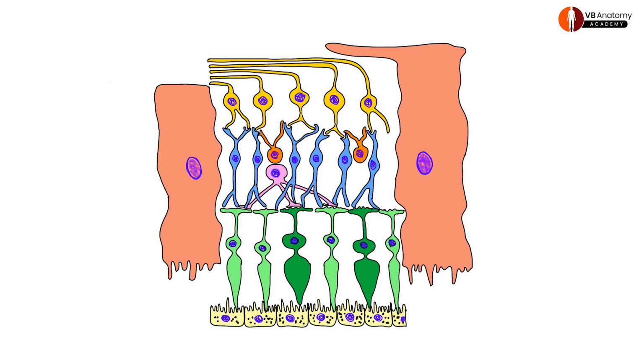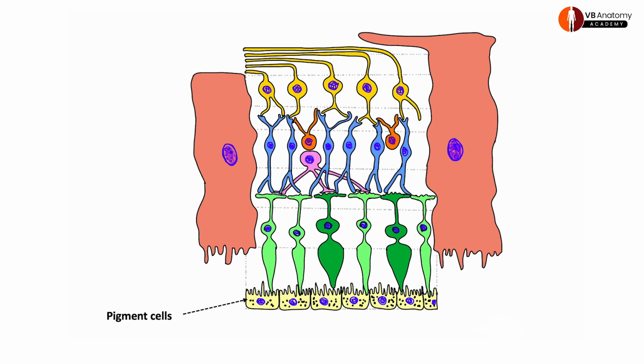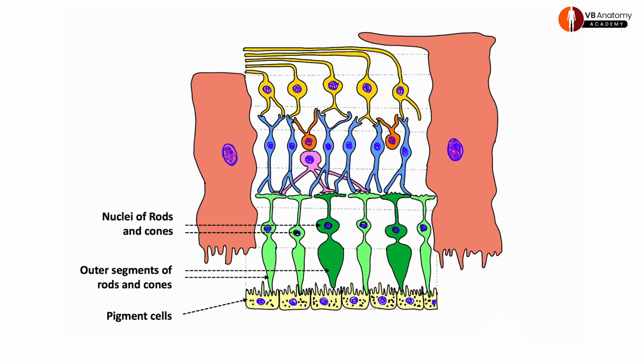Let's quickly revise this. This is the pigment cell. These are the rods and cones which act as receptors for vision. When they receive visual impulse, they convert it into an impulse that is passed on to the bipolar cells, which are the first order neurons in the visual pathway.